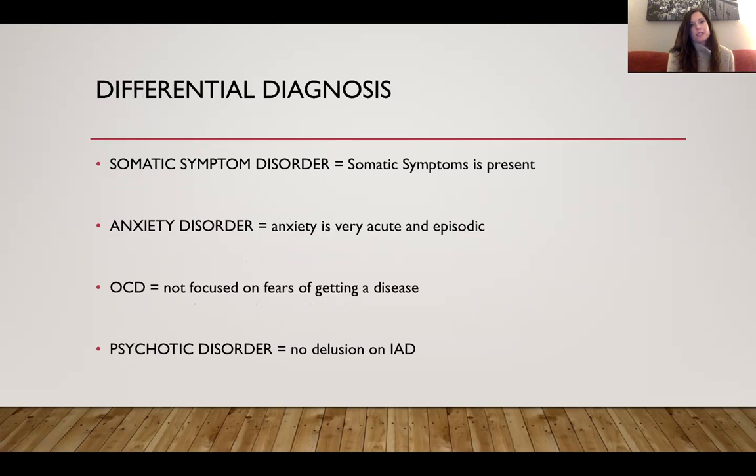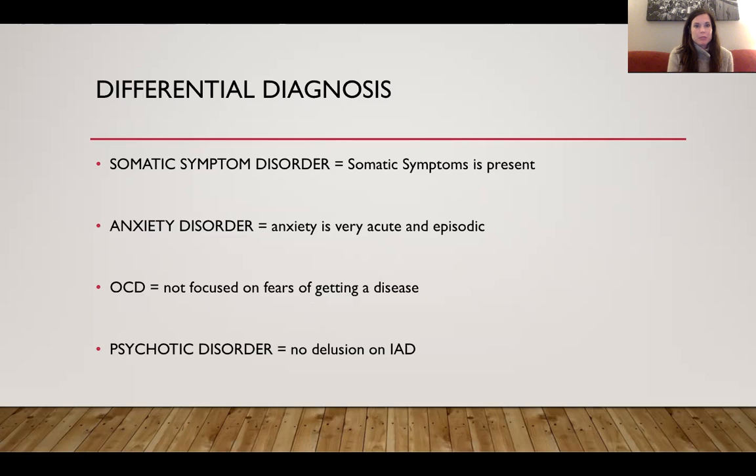So differential diagnosis, you can rule out a few different things. Somatic symptom disorder, because the somatic symptoms would be present. So again, if it's accompanied by pain or some other physical ailment, then it would not be this, and you would want to look at somatic symptom disorder. Anxiety disorder. So anxiety is very acute and episodic. So you want to rule that out.